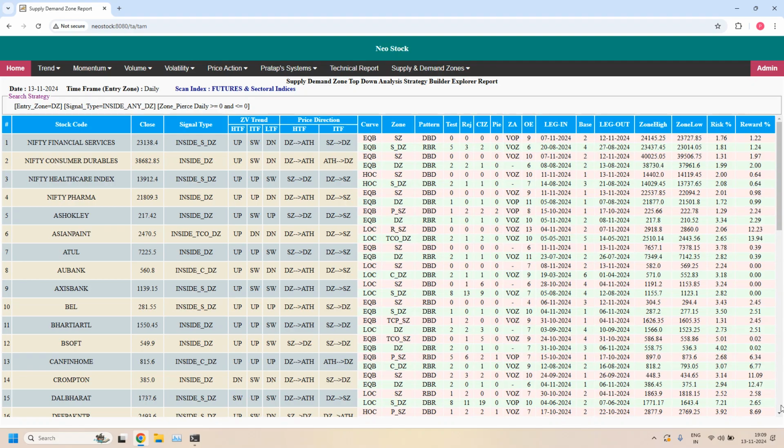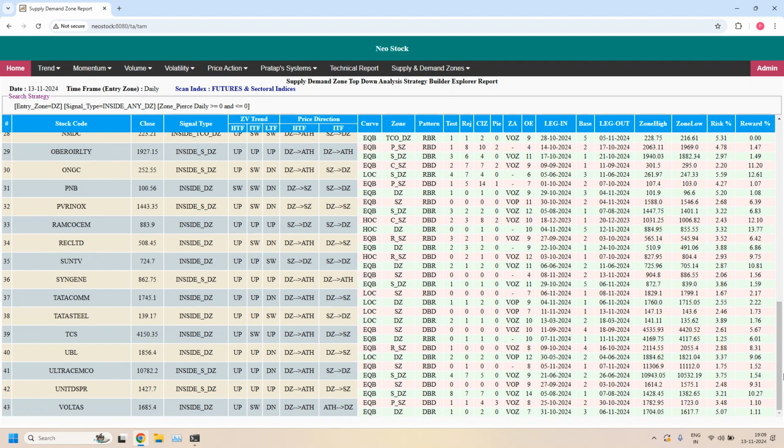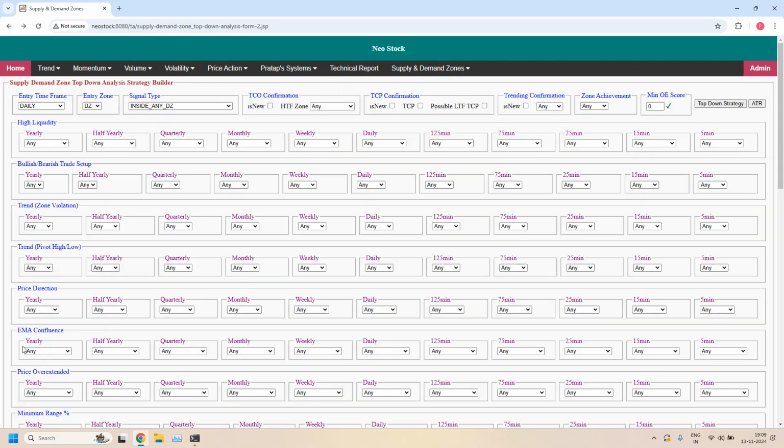These are the first 15 stocks. I am scrolling the list down, up to 30 stocks. Scrolling the list down. So total 43 stocks are filtered where price closed inside the daily demand zone. Now we need to further filter based on the high probability, that is EMA Confluence. How many of these daily demand zones are having EMA Confluence?